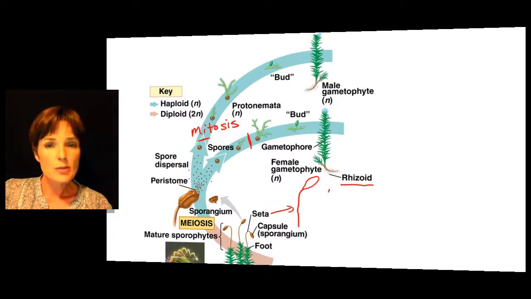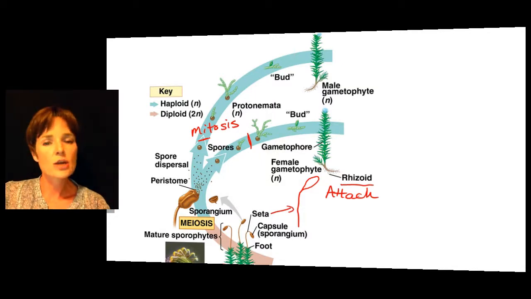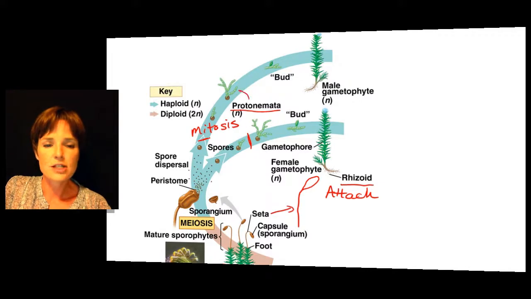Rhizoids are somewhat similar to roots, but they're going to be strictly for attachment purposes. So these are going to help the gametophyte to attach to some type of surface. What they won't be responsible for is actually absorbing nutrients that would then be transported throughout the rest of the plant. So we have a rhizoid, and then we also have what's called the protonemata, and that's going to be the little filamentous tissue that initially grows when that spore germinates.